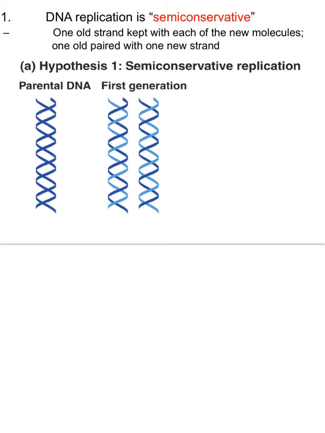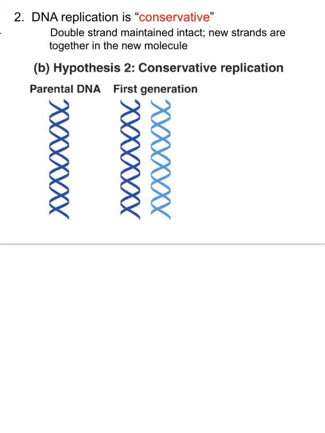So their first hypothesis was that DNA replication is semi-conservative. What that means is that one old strand is kept with each of the new molecules. So the new molecules contain one old strand and one new strand. You can see it in the picture where the parental DNA is both dark blue, and then after the DNA is replicated, each molecule has a dark blue strand, which is the old strand, and a light blue strand, which is the new strand. So this hypothesis was called semi-conservative.